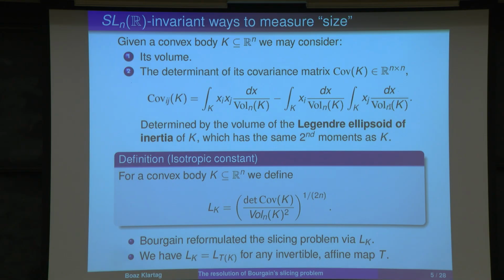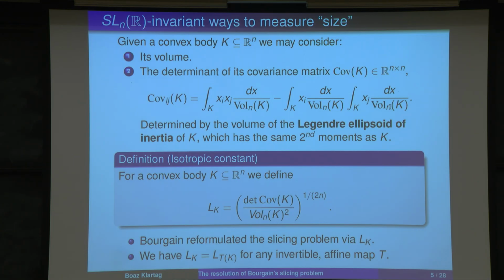What is the Legendre ellipsoid of the convex set K? It is an ellipsoid. There is a unique ellipsoid which is the second order approximation of K. If the barycenter is a point such that for any linear functional, the integral over K is the value at the barycenter, then if you take polynomials of degree 2, there is a unique ellipsoid such that for any polynomial of degree at most 2, the integral over the ellipsoid is the same as the integral over the convex set. It's called the Legendre ellipsoid of inertia, and you can look not at the volume of K, but at the volume of the Legendre ellipsoid of inertia of K.